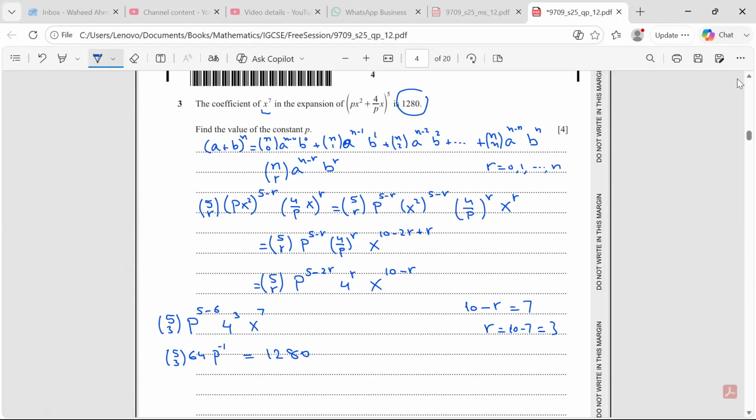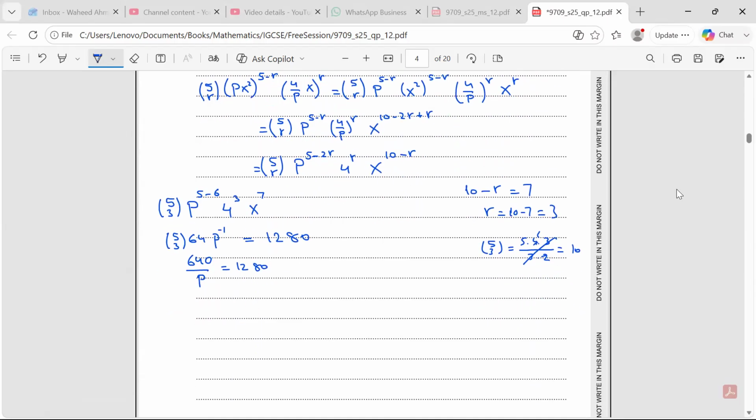Make sense? So 5C3 is what? It is going to be 5 times 4 times 3 divided by 3 factorial, so 3 times 2. This will cancel, I get 10. So 10 times 64 will become 640 over p is equal to 1280. Makes sense? No problem. And finally, p is equal to 640 divided by 1280. You can see this is actually half of it, so p is one half.